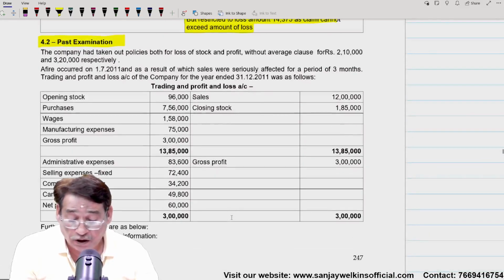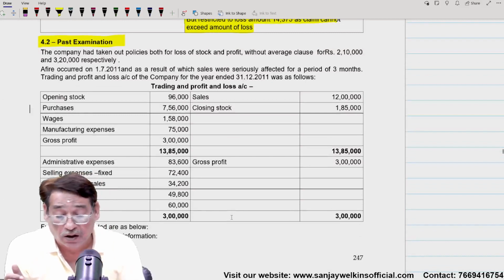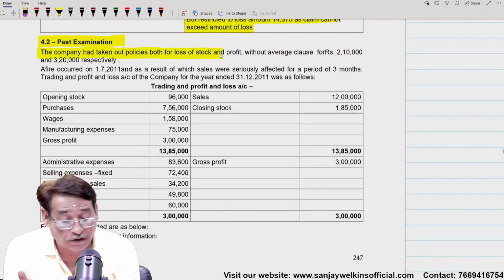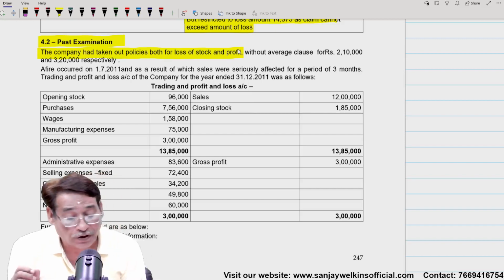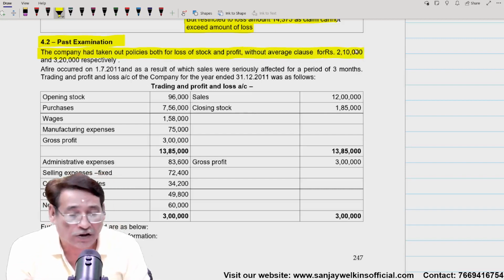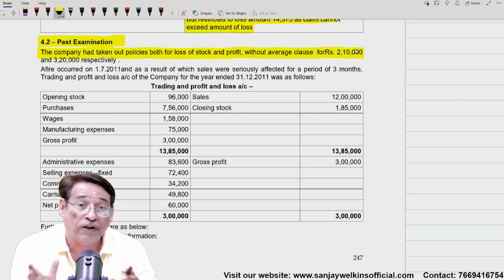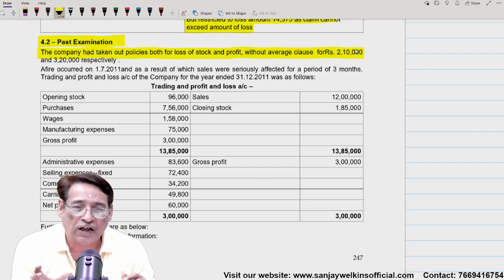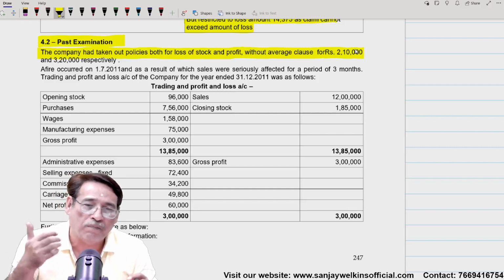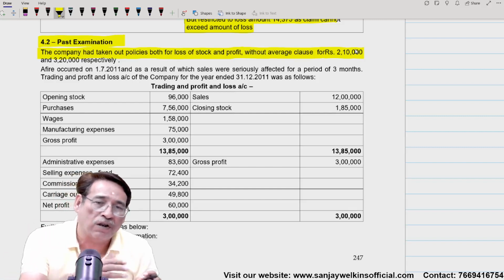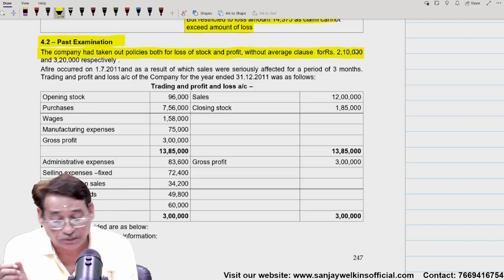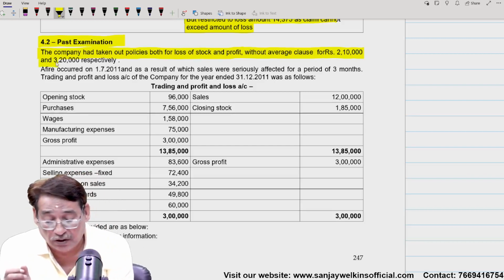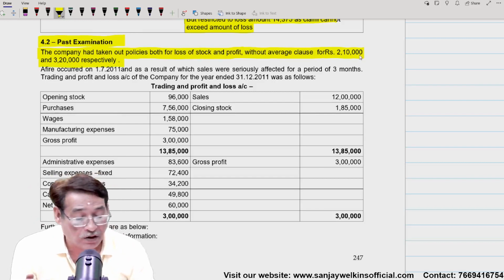I will simply explain the question. It is similar to the last one which we did. The company had taken out a policy both for loss of stock and profit without average clause. This time the policy amount has been taken without average clause. Correct? So if policy amount is without average clause, then while computing the claim, we will simply compare the loss with the policy amount, and lower figure will be the amount of claim. 2,10,000 and 3,20,000. Loss of stock policy is 2,10,000 and loss of profit policy is 3,20,000.